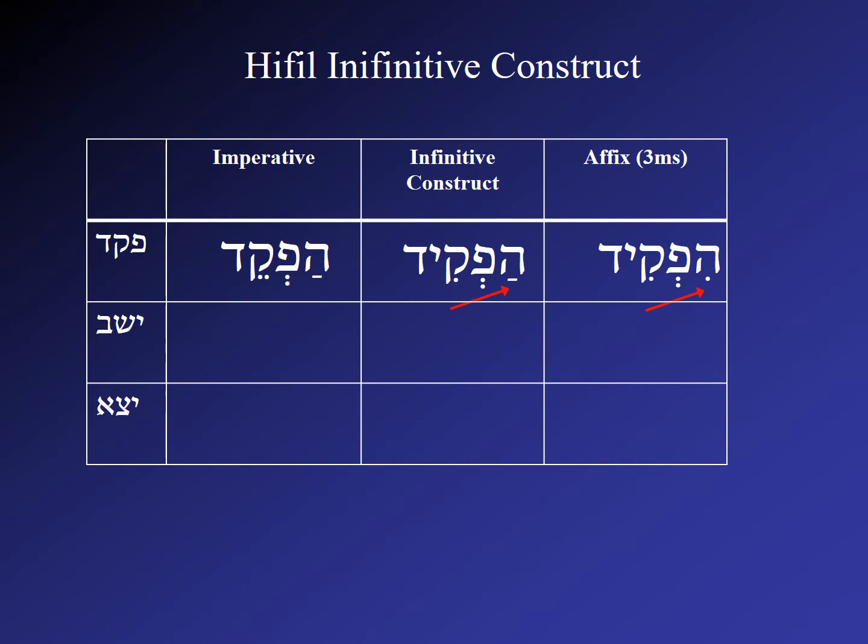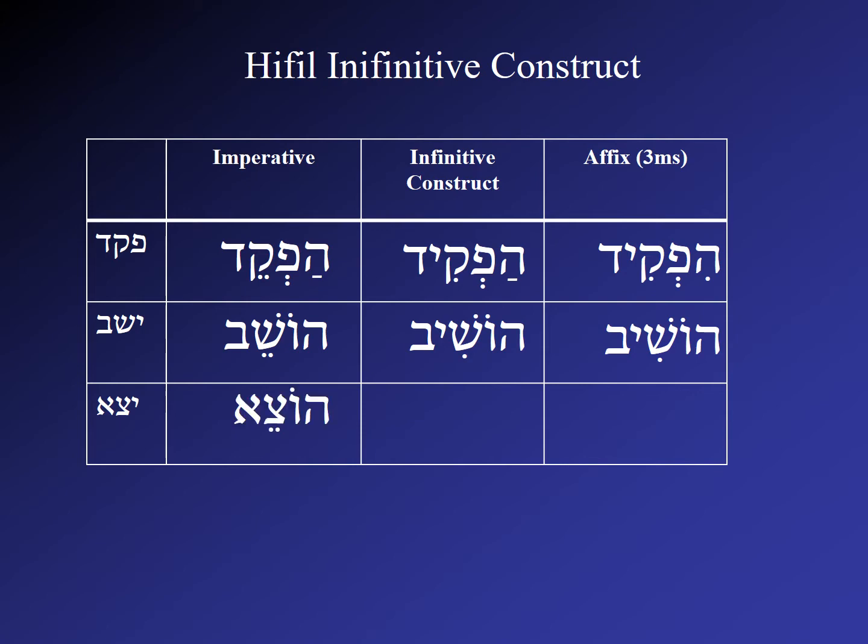Now in the case of yashav, the imperative, as we've just learned, is hoshev. The infinitive construct is hoshiv. So here you have the same change from the tsere to the hireq yod. Notice that the affix form of yashav is also hoshiv. So the infinitive construct and the affix of a first yod are exactly the same. We do the same thing for yatsa, so hotse, hotsi, and we have our tsere and our hireq yod, and then hotsi also in the affix form.